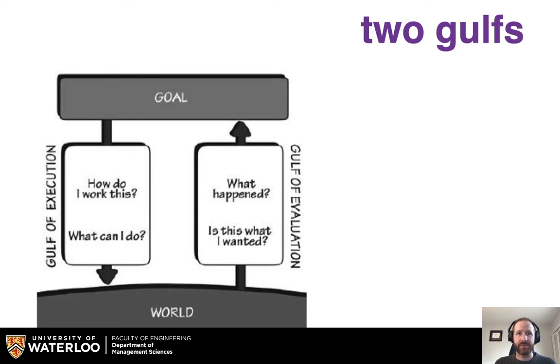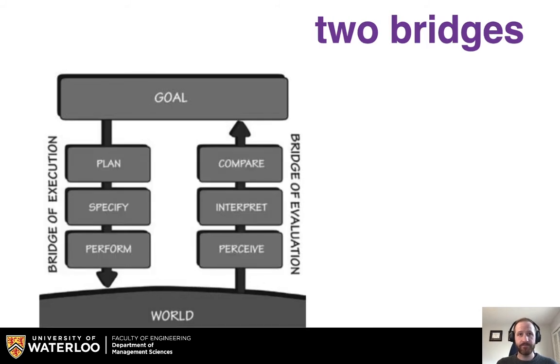Here's a visual representation of it. You have a goal that you want to achieve, you interact with the world, and then you need to figure out what happened when you start to make actions. So for the gulf of execution, you try and figure out, how do I work this? What can I do? And then the gulf of evaluation is what just happened whenever you take an action, and is this what I wanted? And we can build these bridges to try and get across these gulfs.